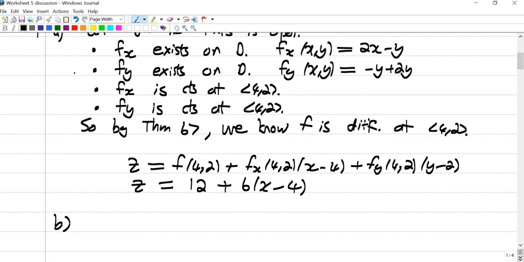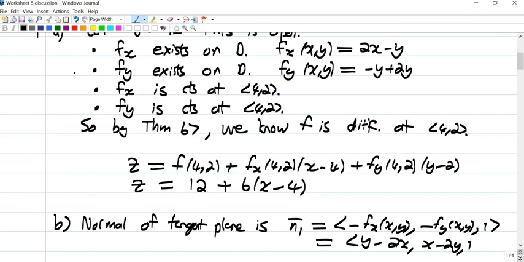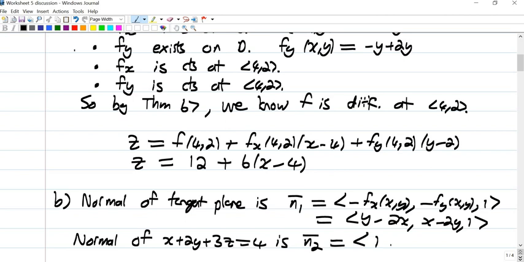So the normal of the tangent plane, let's call it N1, is (minus f partial x at the point, minus f partial y at the point, 1), which works out to be (y minus 2x, x minus 2y, 1). Now the normal of the plane x plus 2y plus 3z equal to 4, let's call it N2, is the coefficient of x, the coefficient of y, and the coefficient of z.